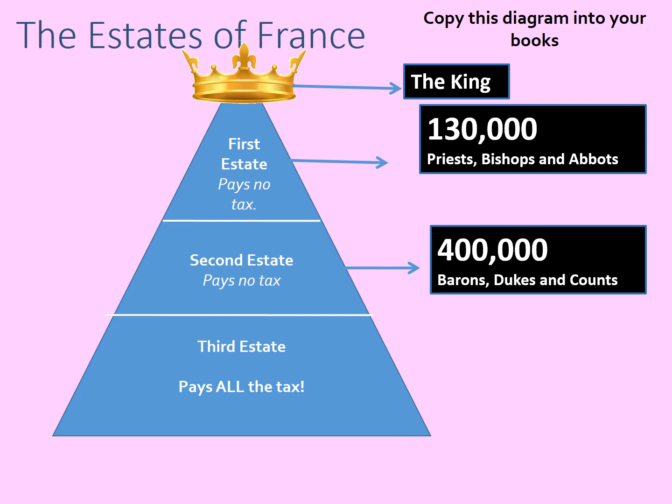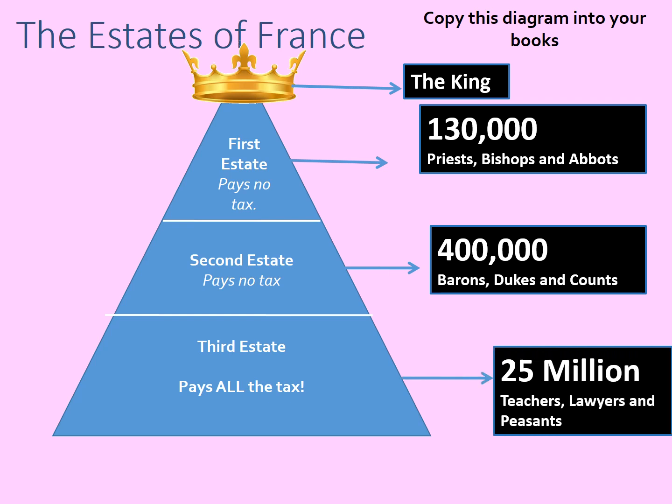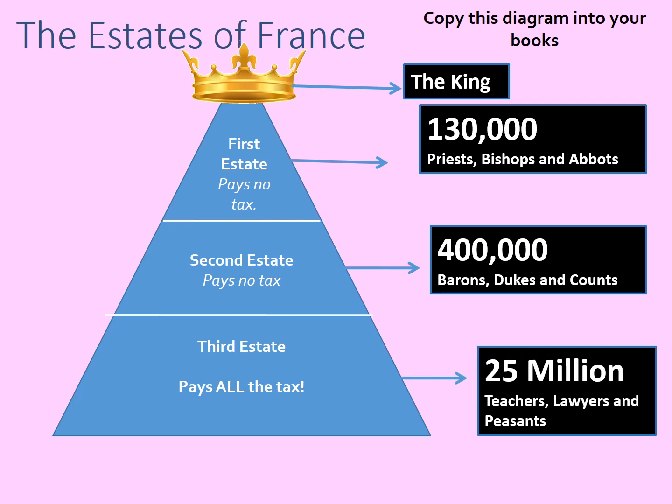Lastly, there's the third estate. That's everybody else. So obviously my triangle here is not at all in proportion to the reality. So if that's everybody else, well, we've got one man, the king at the top, 130,000 priests, bishops and abbots who are part of the church, 400,000 barons, dukes and counts who might be in charge of the army but are probably just big landowners, and 25 million of everyone else. So that doesn't necessarily mean they're all poor. There would have been teachers, lawyers, merchants, people with shops, and of course the peasants. These are the farmers who had to farm the land and grow the food.